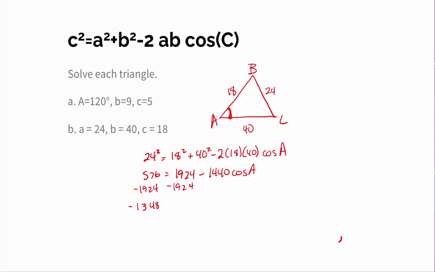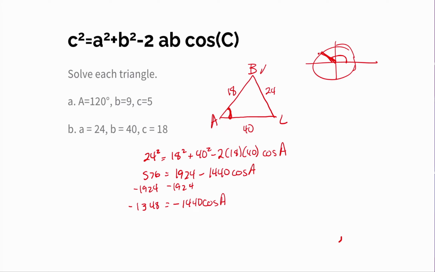1348 equals negative 1440 cosine A. And just to remind y'all, on our unit circle, angles that are between 90 and 180 degrees have a negative cosine. So if you do get that your cosine A is a negative number, that's okay. There's nothing wrong with that.